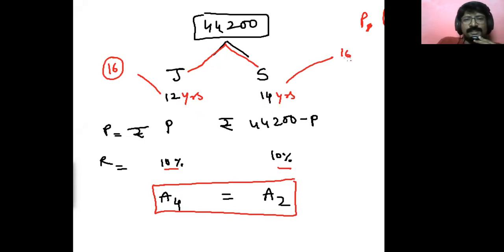So after 2 years he is going to become 16, so amount in 2 years. When both turn the age of 16, their amount will be the same. That means the amount in 4 years and the amount in 2 years are the same. I hope you understood this concept, isn't it?